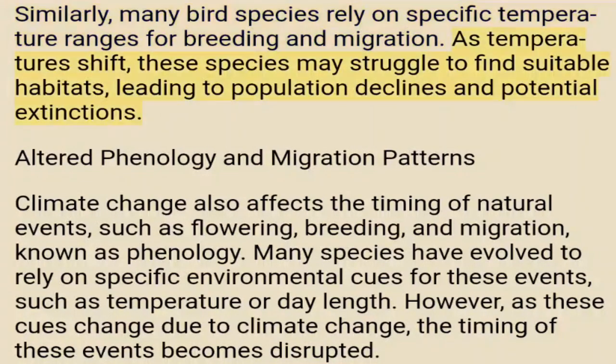As temperatures shift, these species may struggle to find suitable habitats, leading to population declines and potential extinctions. Altered phenology and migration patterns. Climate change also affects the timing of natural events, such as flowering, breeding, and migration, known as phenology. Many species have evolved to rely on specific environmental cues for these events, such as temperature or day length. However, as these cues change due to climate change, the timing of these events becomes disrupted.